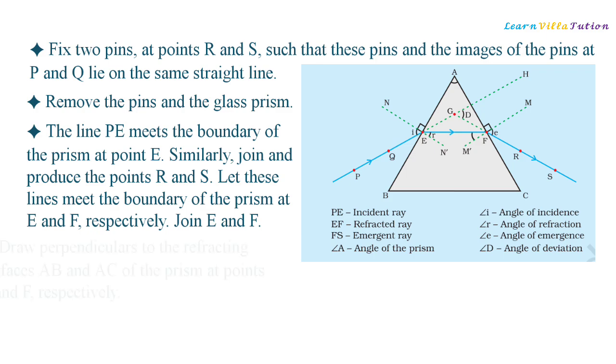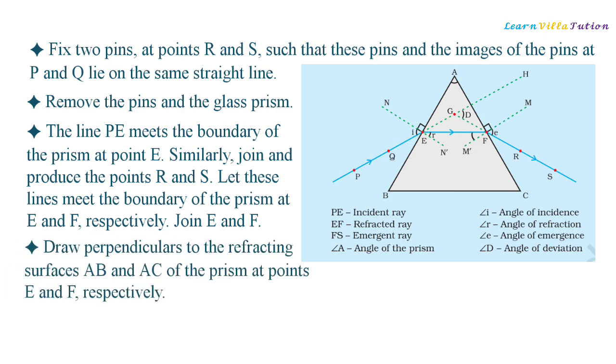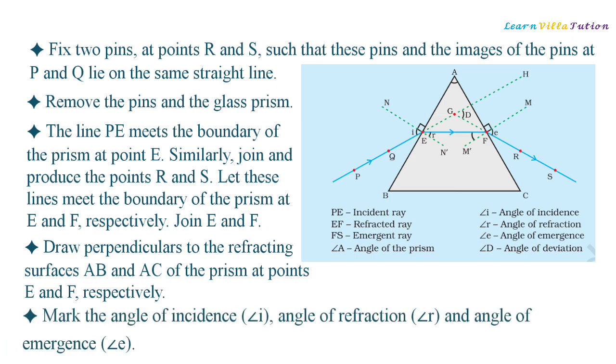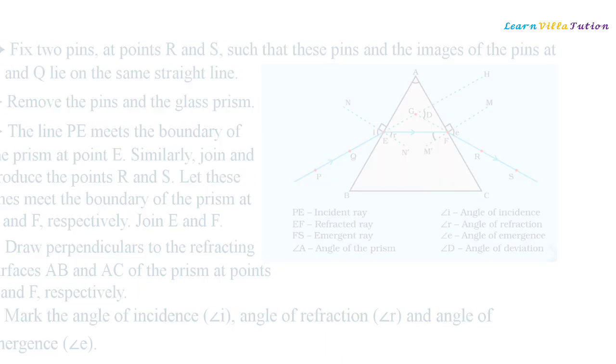Join E and F. Draw perpendiculars to the refracting surfaces AB and AC of the prism at points E and F, respectively. Mark the angle of incidence angle I, angle of refraction angle R and angle of emergence angle E.